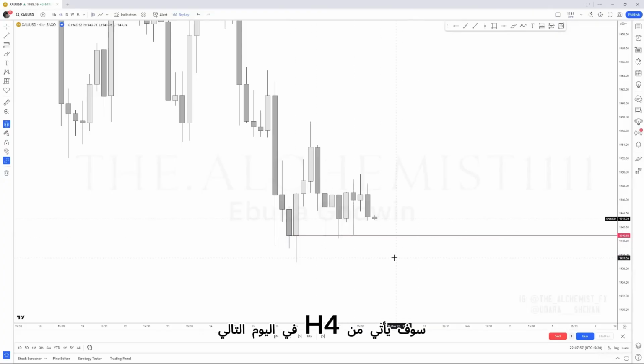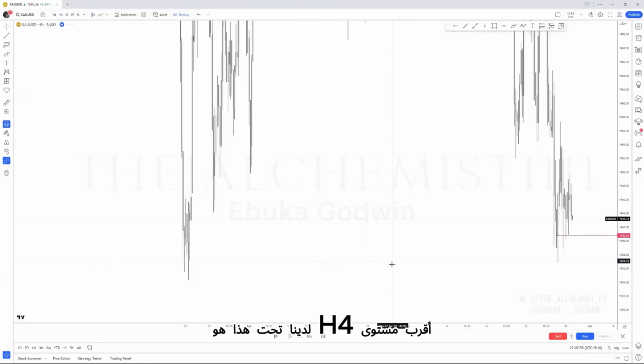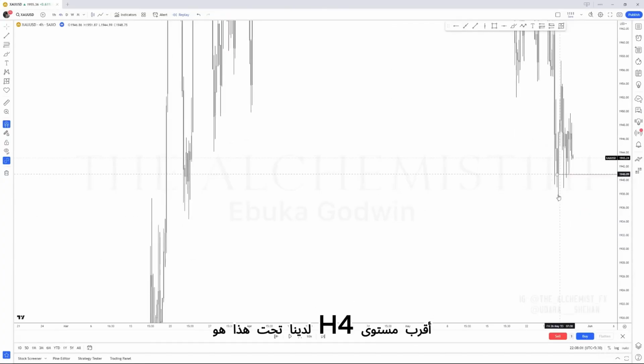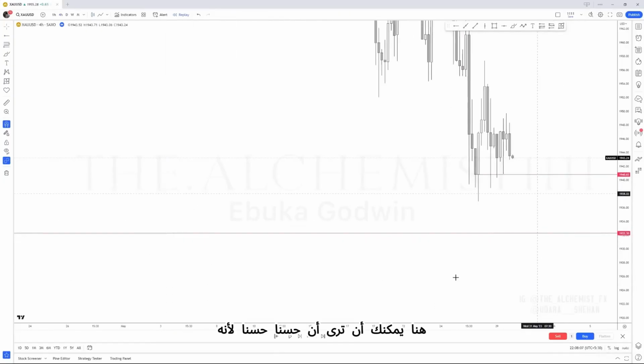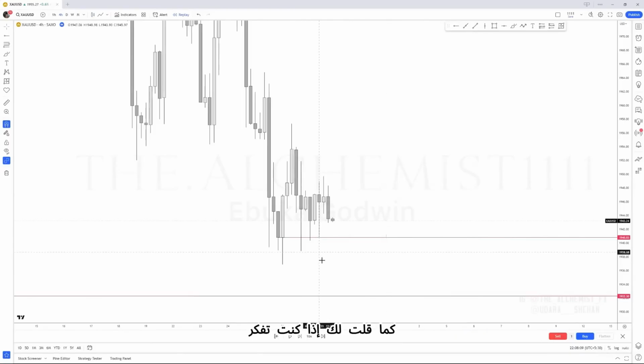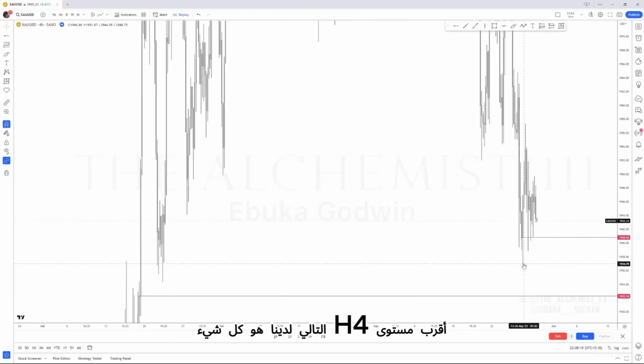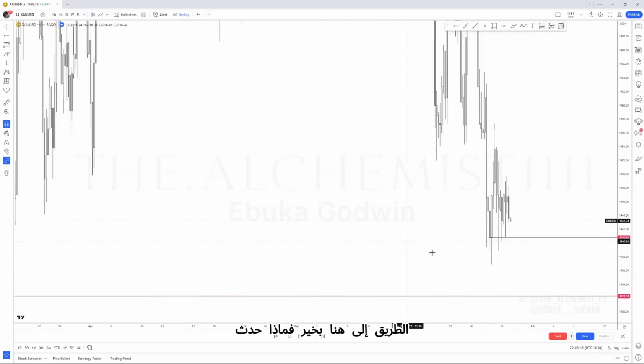So if entries are going to come from the H4, the next closest H4 level we have below this is all the way down here. Can you see that? Because like I told you, if you are considering fresh and unfresh, this is not fresh at all. So the next closest H4 level we have is all the way down here.